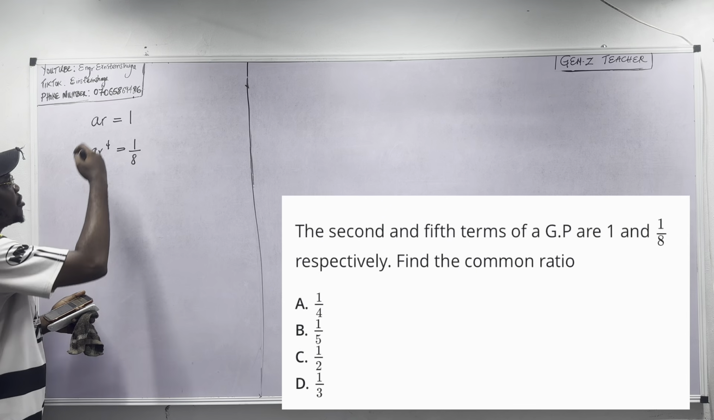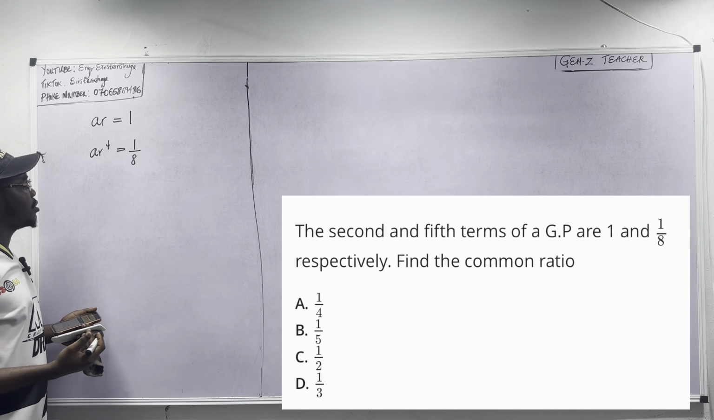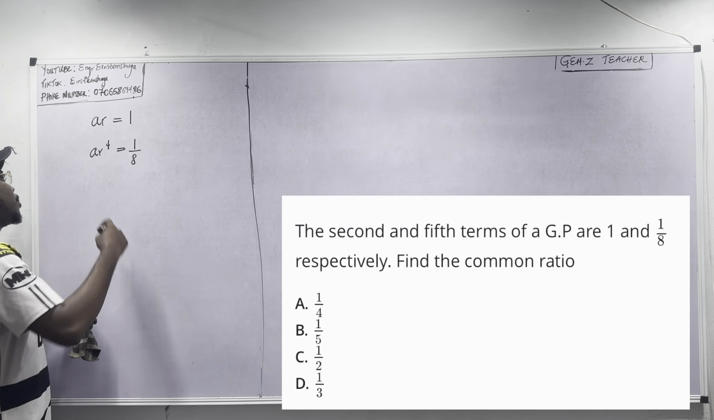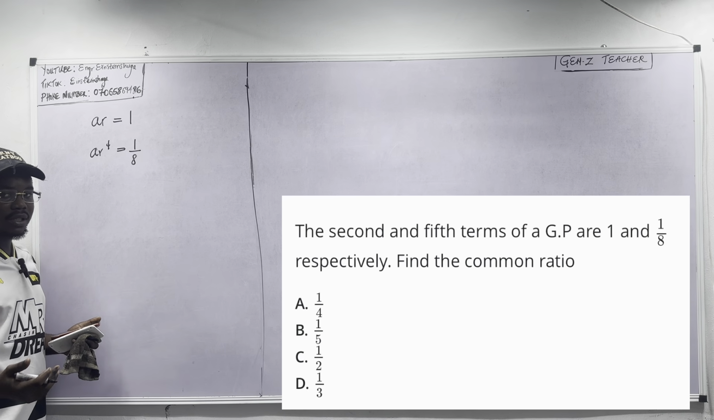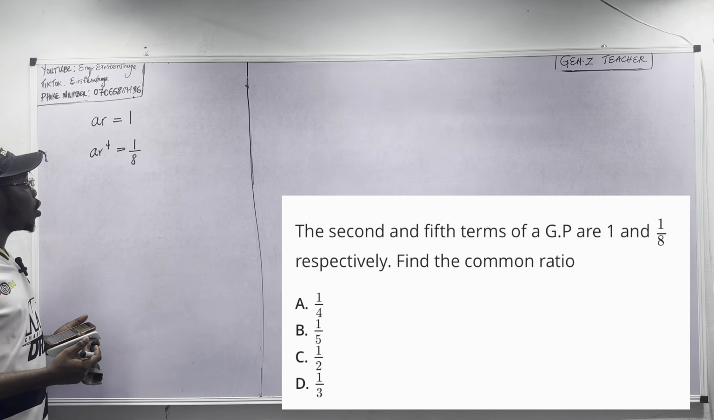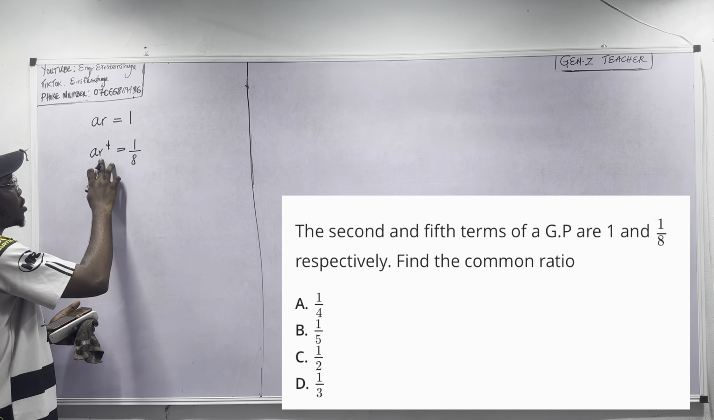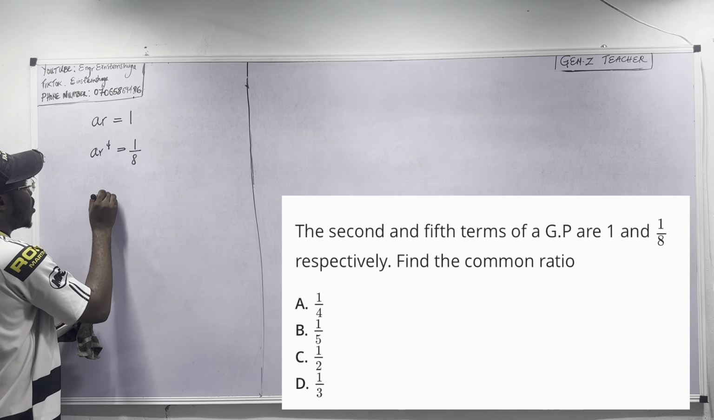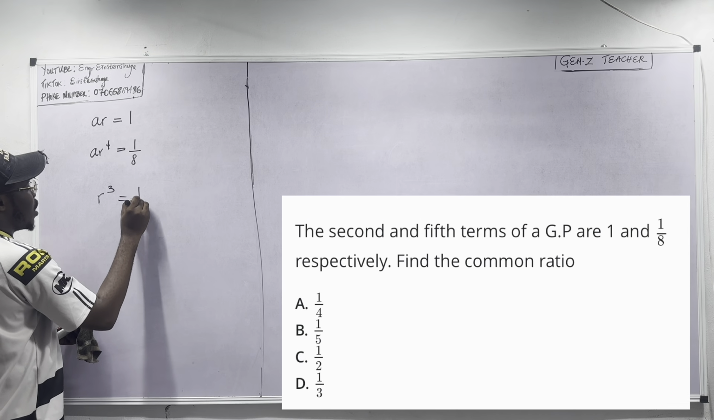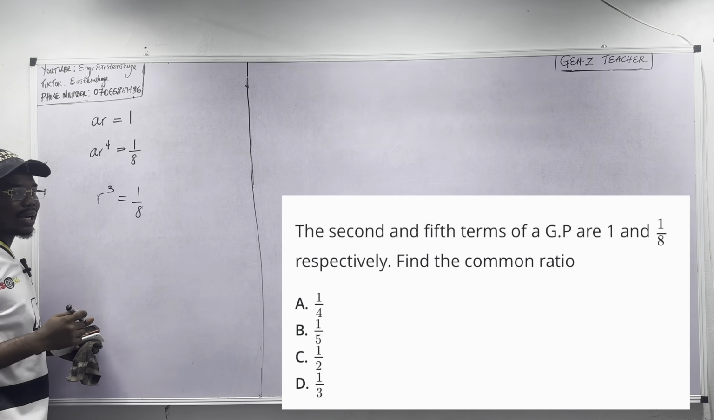Now, we'll just divide the equations, okay? So let's divide equation 1 by equation 2, or vice versa. Whichever way you do will still work. So let's do 2 by 1, okay? So a over a, that's out. r raised to power 4 divided by r gives you r raised to power 3, and then you have 1 over 8. Okay, now this can be simplified.